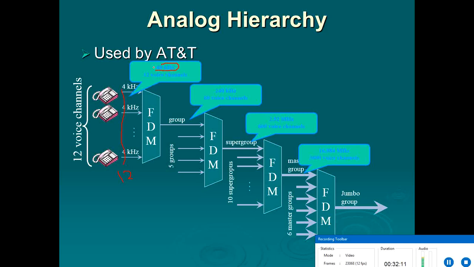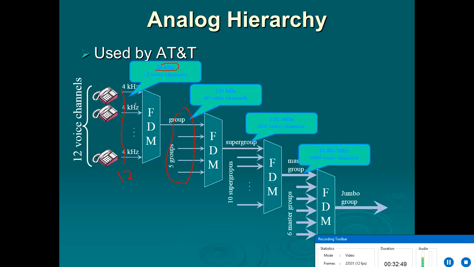And the next basic building block is the 60 channel supergroup. There are 60 channels in this supergroup, which is formed by the frequency division multiplexing of 5 group signals. Each group is treated as a single signal with a 48 kilohertz bandwidth and is modulated by a subcarrier. The subcarriers may have frequencies between 420 and 612 kilohertz, in increments of 48 kilohertz. So what does this mean?